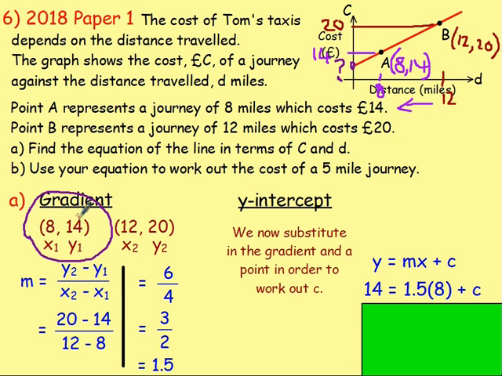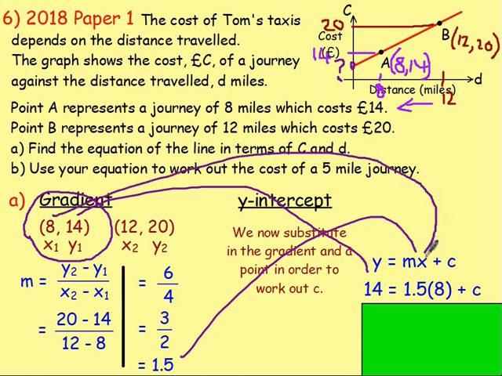Remember, that's x and that's y, so we replace the y with 14. We replace m with the gradient. You know the gradient's the 1.5. And x was 8 in this point, so we can replace x with 8. So we'd have 14 equals the 1.5 times by 8 plus c.